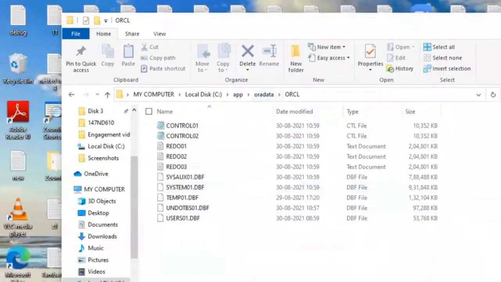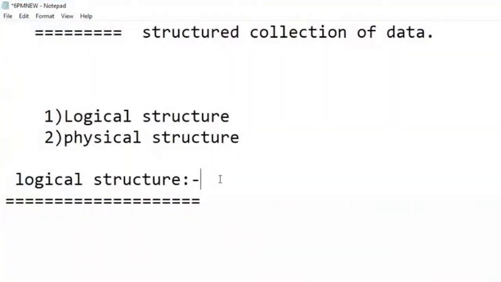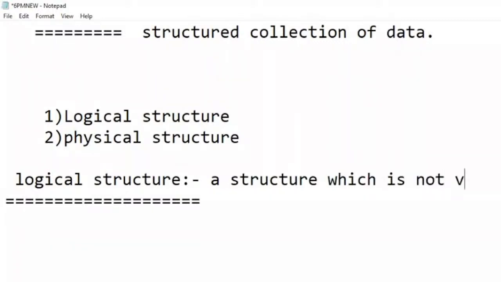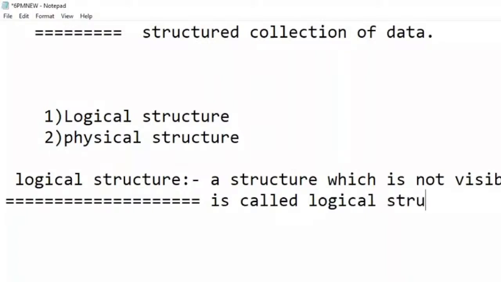That's why what a logical structure means, don't write it: a structure, now here a structure, which is, what structure means, database structure, don't worry. A structure which is not visible in the operating system, in OS, is called logical structure, logical structure of the database.